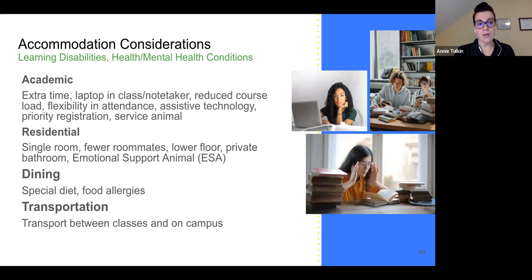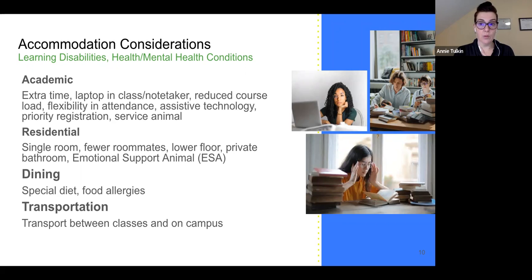Some students might want to request a single room that could be just for mental health management or they might need a single room if they need more space to manage their own healthcare needs. A lot of students have injectable medications or other medications and things like that. So there are a lot of reasons that a student might want to request a single room.